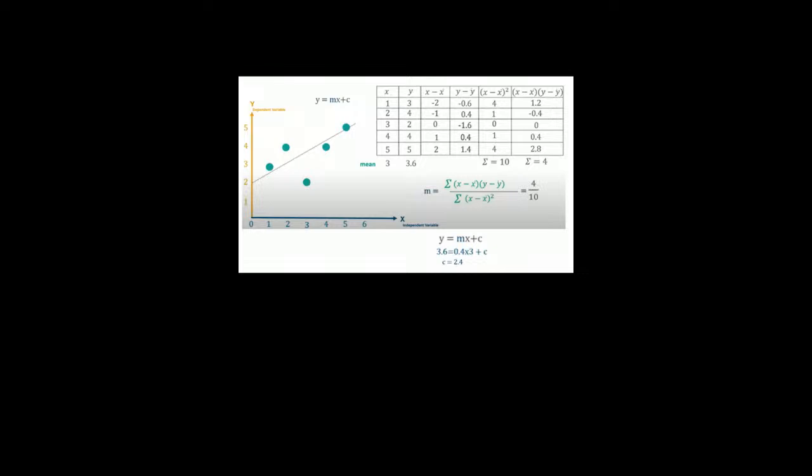So 3.6 is equal to 0.4, which is the slope, into 3, the value of x, plus c. From this we get the value of c, which is 2.4. Now we have the slope, we have the intercept, which is what we wanted to calculate. Now x and y are variables and you can put any value for x to find the value of y.